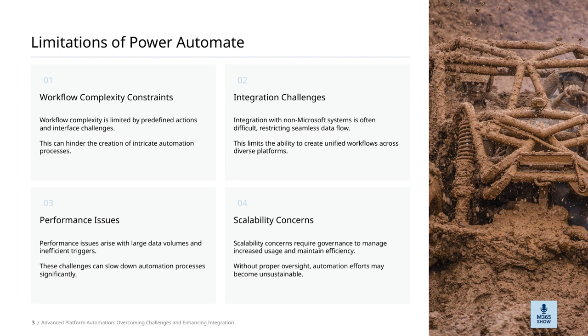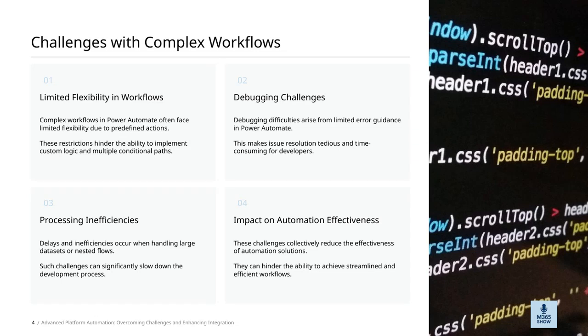Finally, workflow complexity itself can be constrained. The predefined actions and the interface of Power Automate can restrict how intricate or sophisticated our automation processes can become. This can hinder us from building more advanced, multi-step workflows that might be necessary for complex business scenarios. All of these points highlight the importance of addressing these limitations as we look to expand and deepen our automation capabilities.